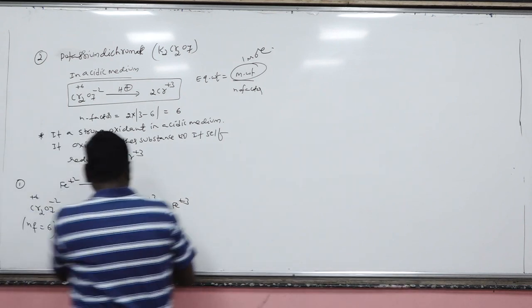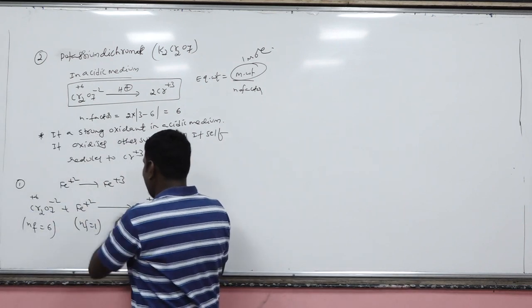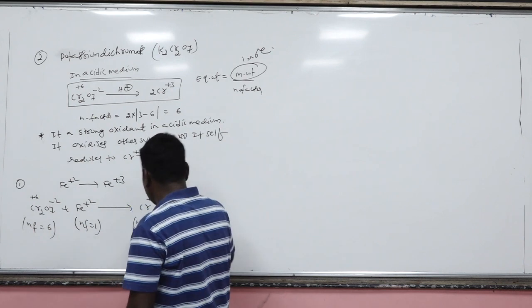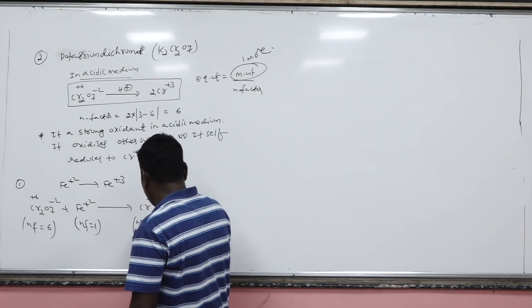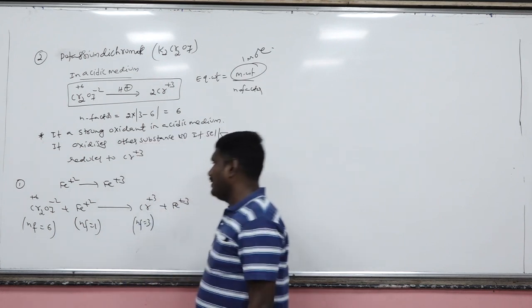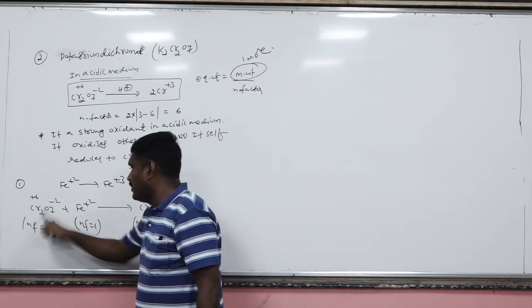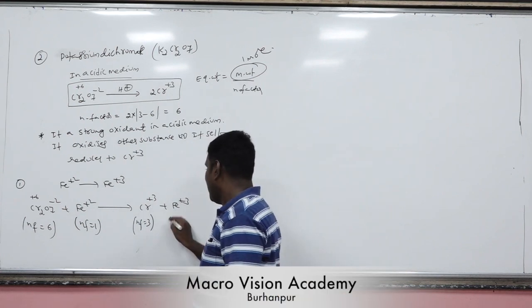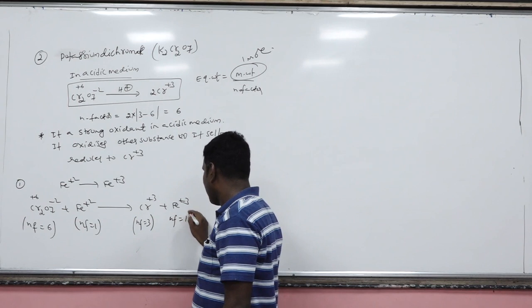Now come to the N factor here. The change will again be 3, but the number of chromium is only 1. So N factor is 1 into 3, that is 3. Are you getting my point? Here chromium atoms are 2, but here chromium atoms or chromium ions are 1. Here N factor is 1.